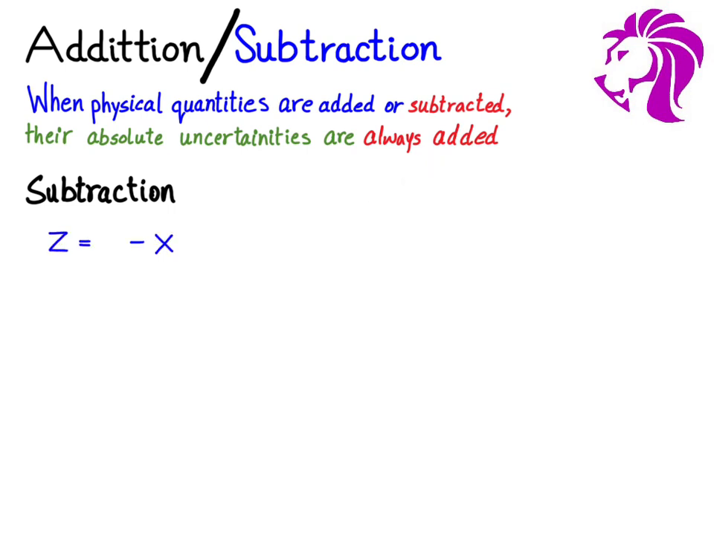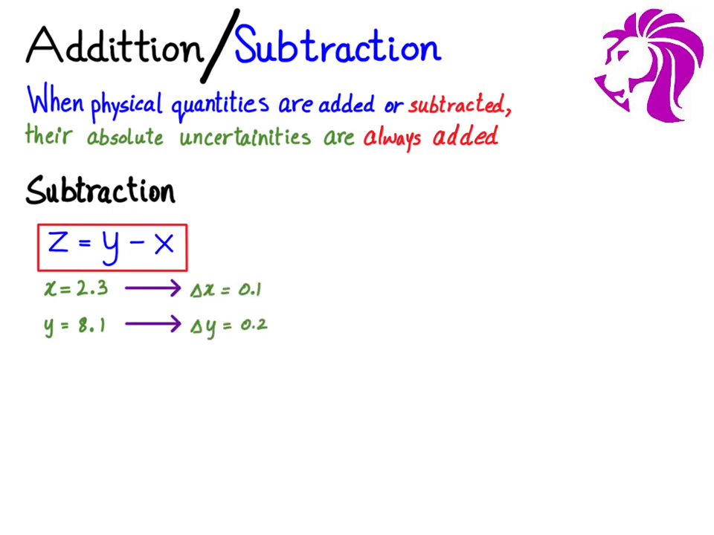So let's say you have an equation z equals y minus x. You are given x as 2.3, y as 8.1, the same as before, and you are given the absolute uncertainty as well, the same. That's 0.1 in x, 0.2 in y. So delta y is the absolute uncertainty in y, 0.2. Delta x is the absolute uncertainty in x, that's 0.1, right? So when you use these two values, 2.3 and 8.1, to calculate z, you will get 8.1 minus 2.3. Hence you would get your final answer to be 5.8.